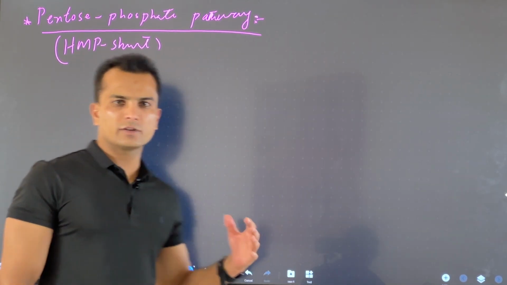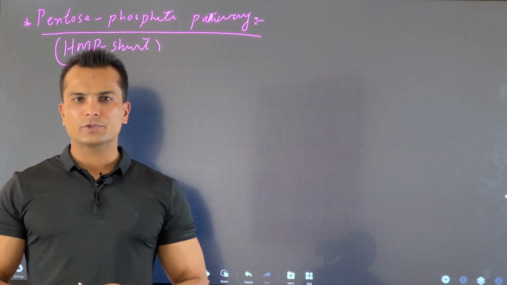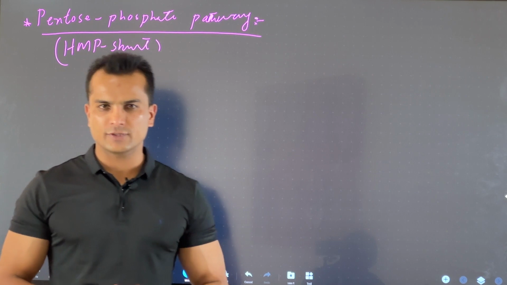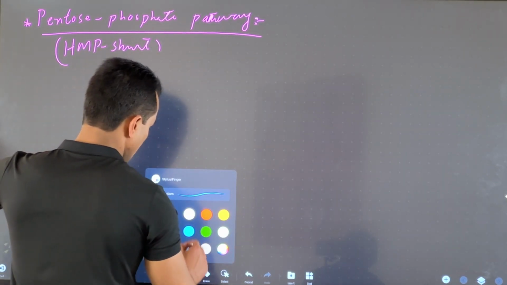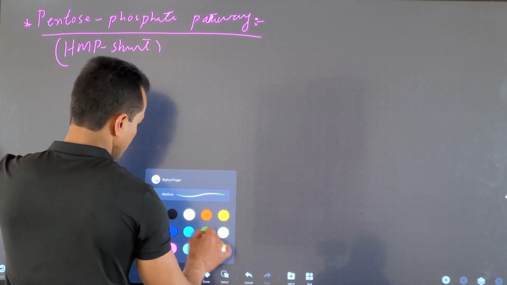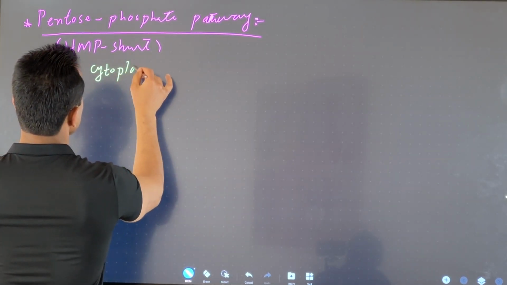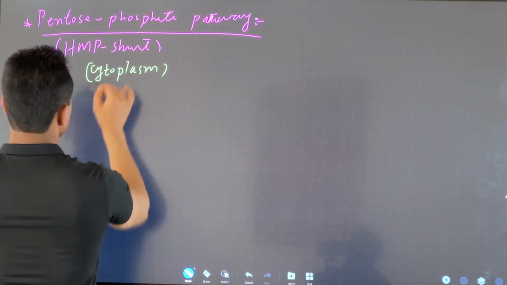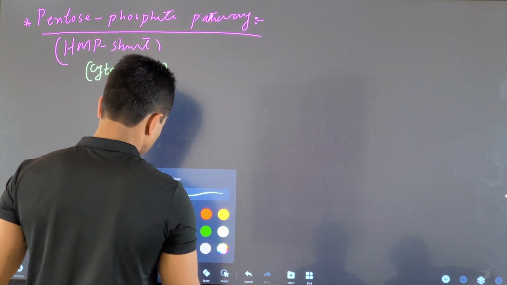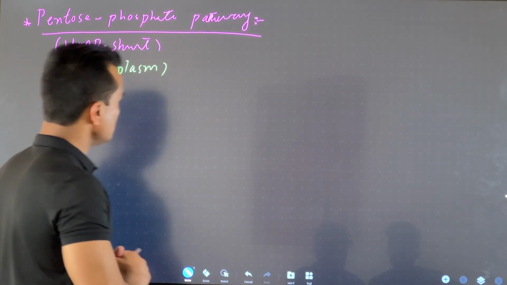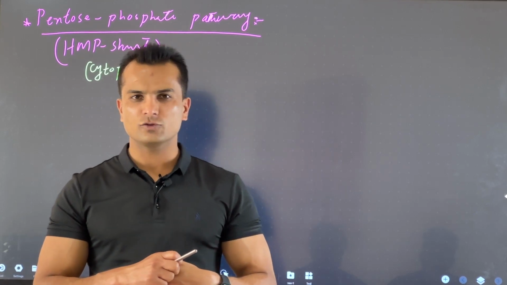In this video lecture we are going to discuss the HMP shunt, or pentose phosphate pathway. The pentose phosphate pathway basically occurs in your cytoplasm. And what is the significance of this important biochemical reaction in your body?